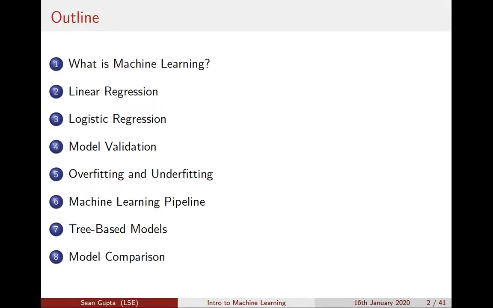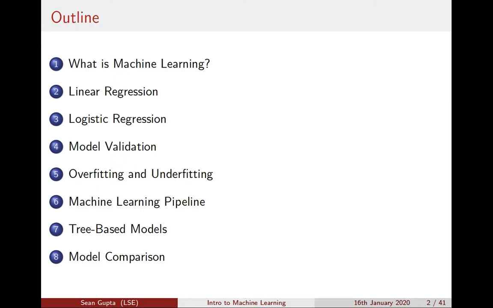So we're first going to talk about what machine learning actually is, and then we're going to talk about two very well-known models. First, linear regression, and secondly, logistic regression, which despite its name is actually a classification algorithm. Then we're going to go on to model validation, which is a way of finding out whether the model that you fit is a good one or not so good one.